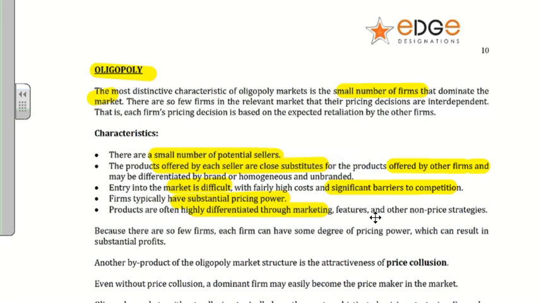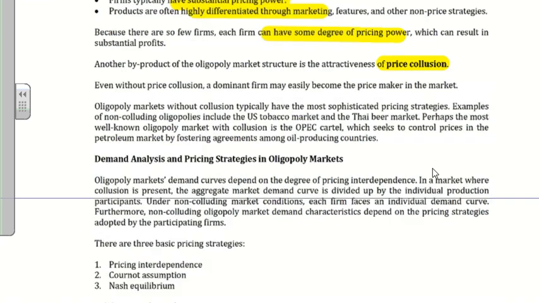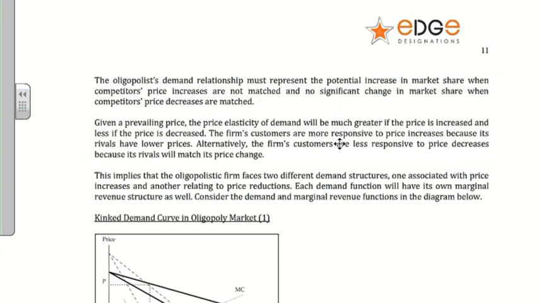Because there are so few firms, the firms have quite a high degree of pricing power. What you often find is a fair amount of price collusion. I'm not going to spend too much more time over there. Let's have a look at the demand analysis and pricing strategies for an oligopoly. Three basic pricing strategies: pricing interdependence, the Cournot assumption, and the Nash equilibrium. Let's go through them.